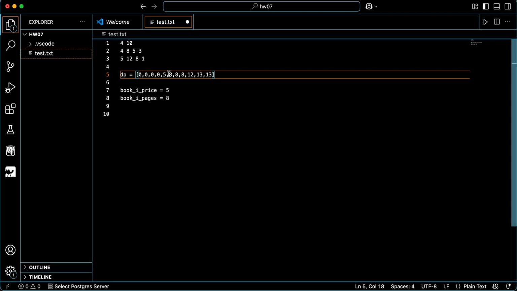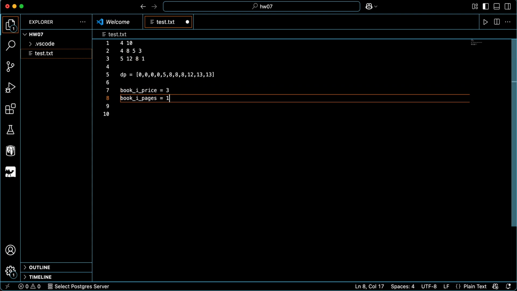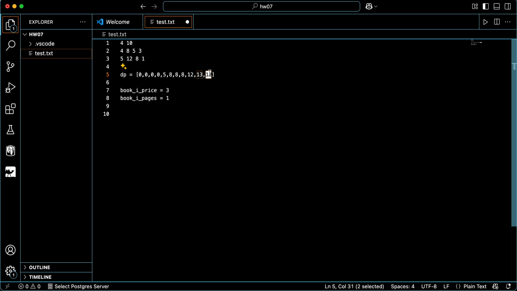Okay. And then now we're going to look at the last book. So for $3, you can get one page. And so we can fill this out again. So 10 minus 3 is 7. So 0, 1, 2, 3, 4, 5, 6, 7. And so for $7, you get eight pages. So 8 plus 1 is 9. However, that's still less than 13. So it makes more sense to just buy the third book and the first book.